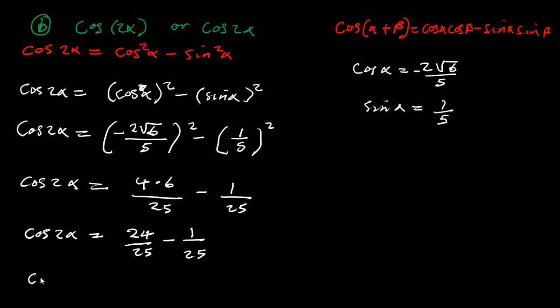With that being done, we can simply work out those two fractions. So cos 2 alpha is simply equal to, the common denominator is just 25, so 24 minus 1 over 25. And this will simply give us 23 over 25. So this is the solution for that particular question.